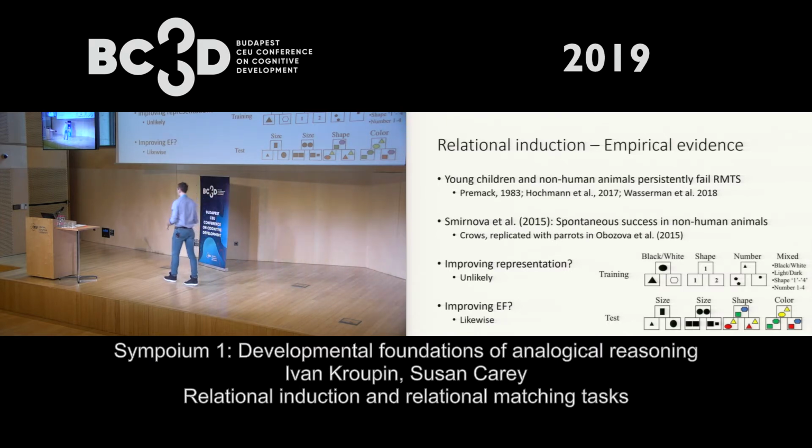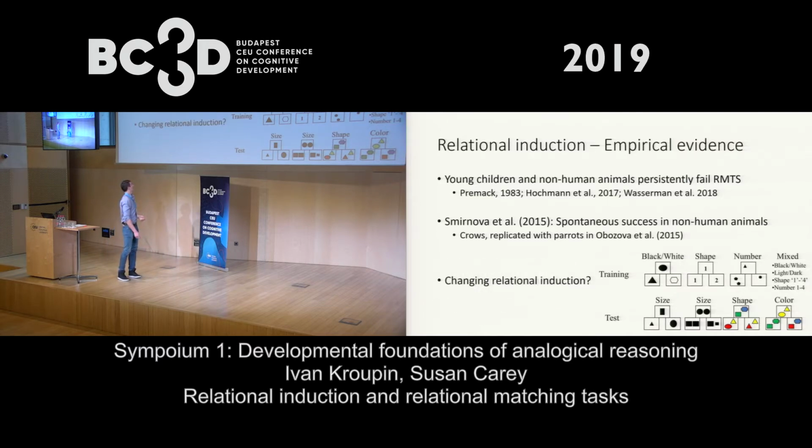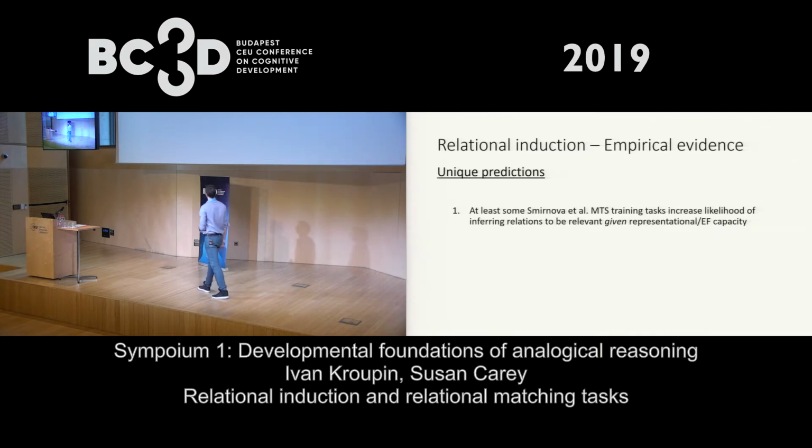So can an account which includes relational induction do a better job of accounting for this success? Well, what would that imply? That would imply that at least some of these training tasks aren't changing representations or executive function. What they're doing is changing relational induction. They are making it more likely that these birds, who on this account already can represent same and difference and have the executive function to complete the task, actually use those representations in a relational matching context. So that leads us to our first prediction, which is basically what I just spelled out. At least some of these tasks should increase relational matching in a population that already can make relational matches.